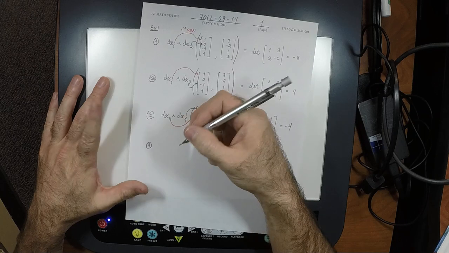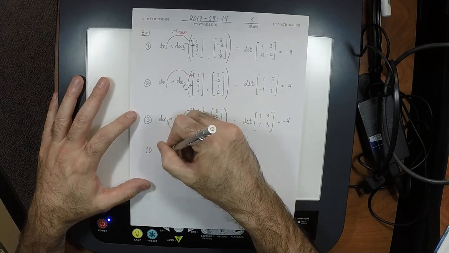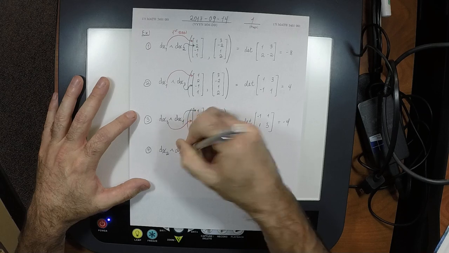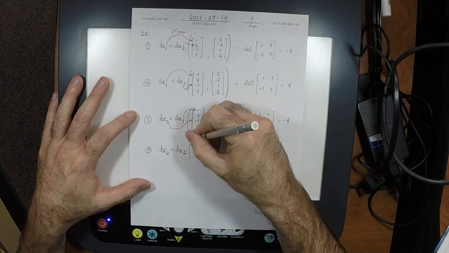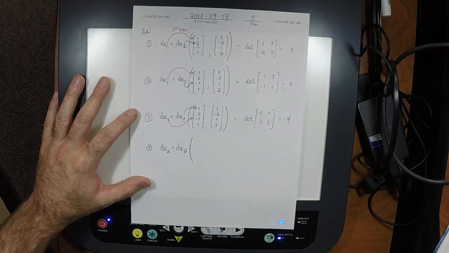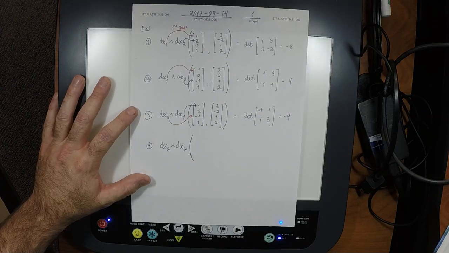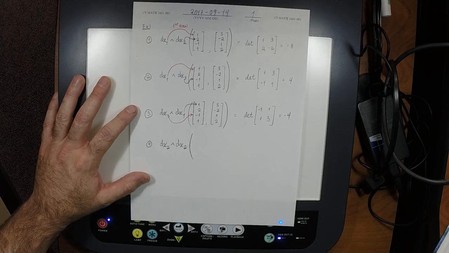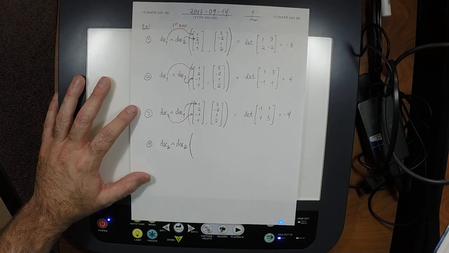What if we do, say, dx2 wedge dx2 on the same vectors again. I still claim that I'm going to write the same vectors, but I claim that you can tell me the answer right now. It's going to have to be 0. Yeah?